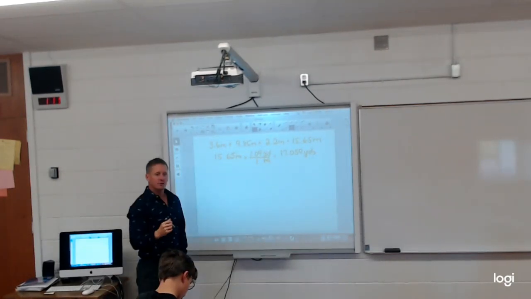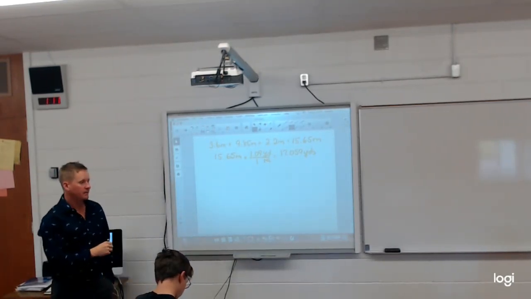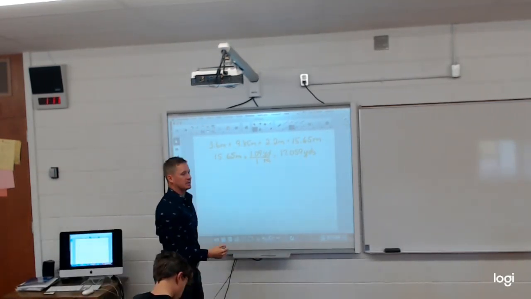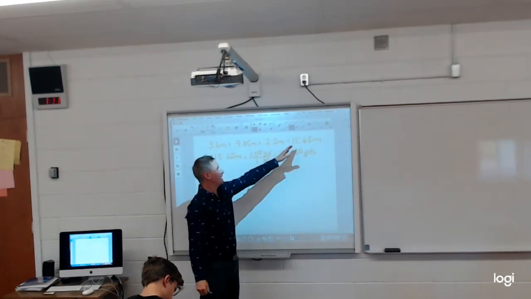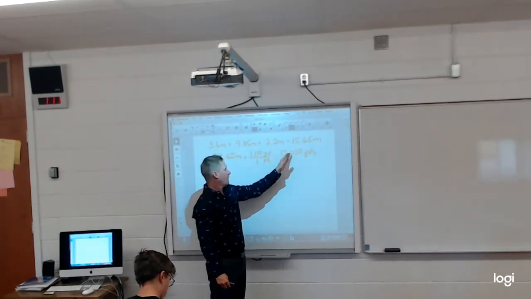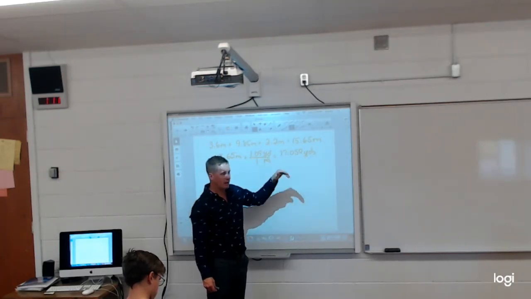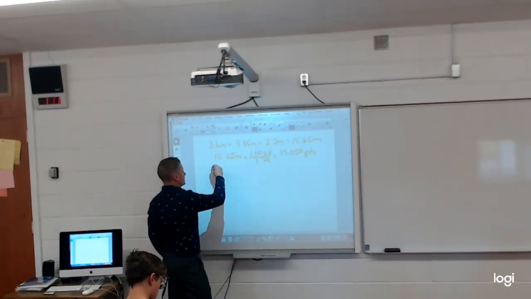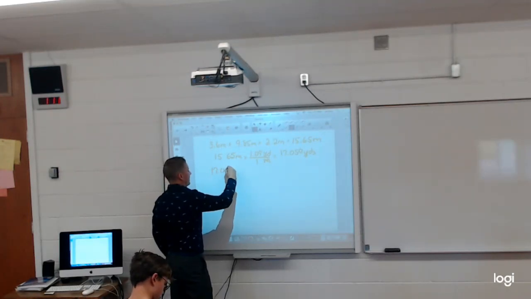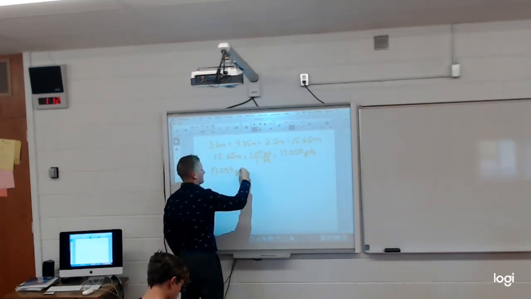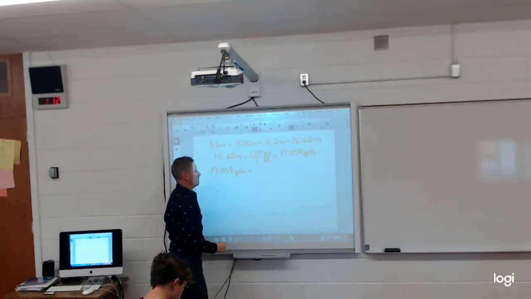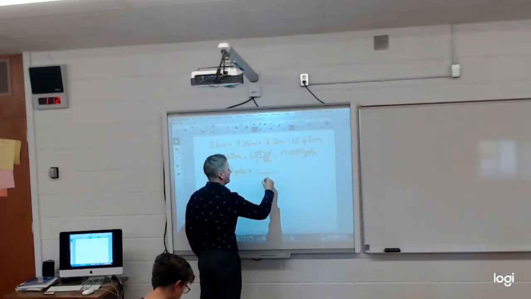If you have to use a value yet again, you want to have as many decimal places as you can, because if you start shortening, let's say I rounded this off, and then I rounded this off, now I'm going to be way off on what my final answer is. So we want to have as many decimals as we can. So I have 17.059 yards. I'm going to multiply that by how much it is per yard.